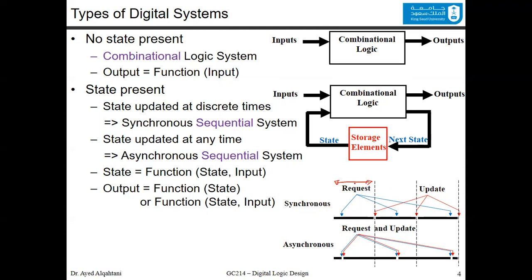To generate those periods, we use what we call a clock. And we will discuss this further when we talk in detail about the sequential circuit. In the asynchronous sequential system, as the figure suggests, when you have a request, the update happens at the same time. So the clock or the period doesn't govern the relation between the request and the update.